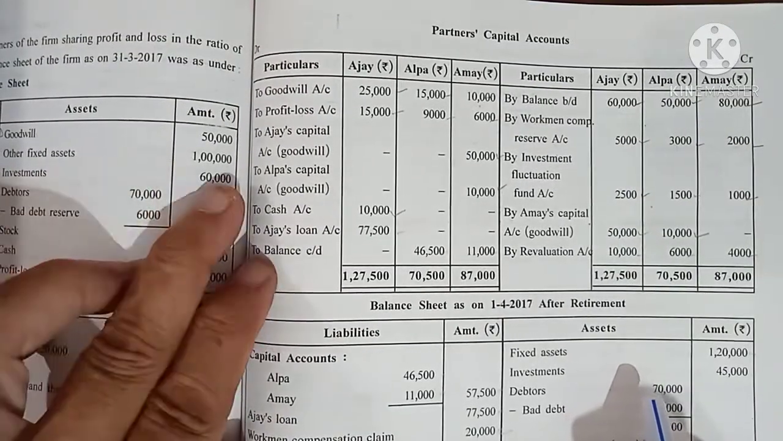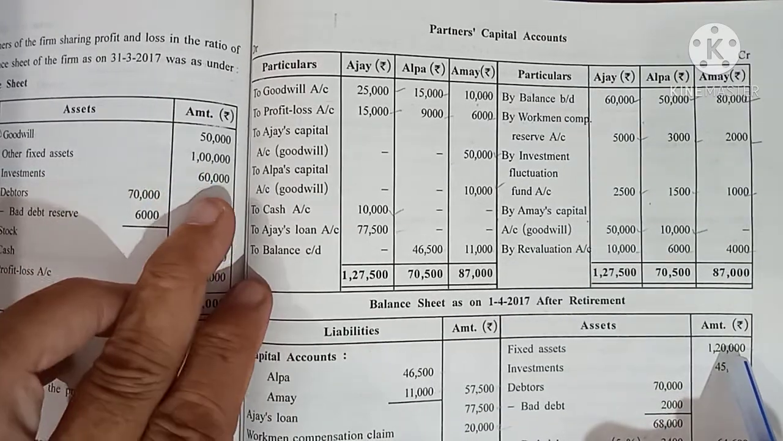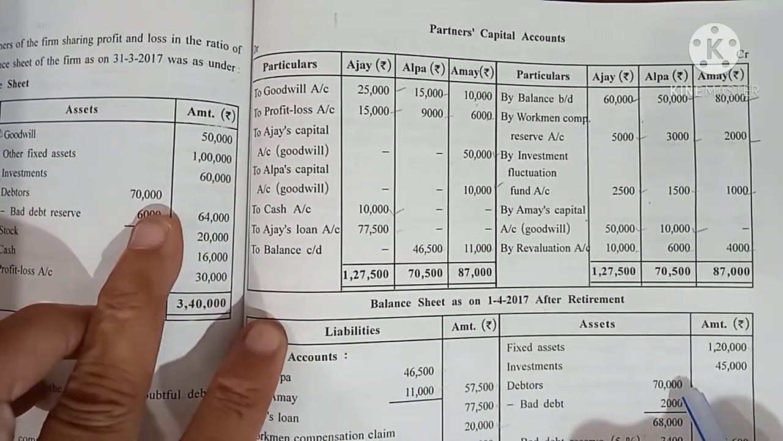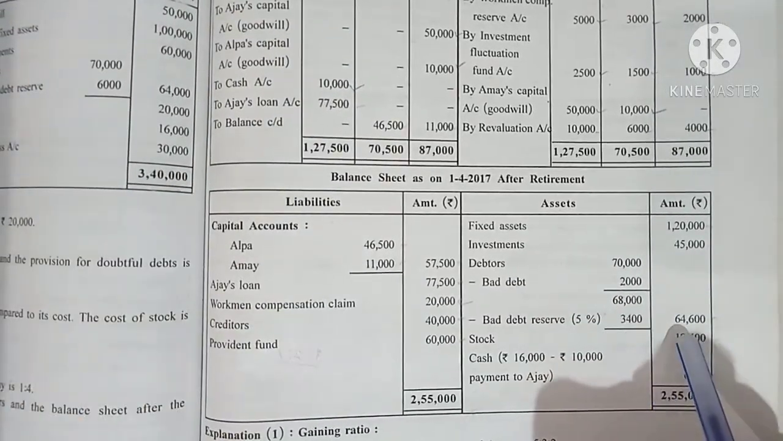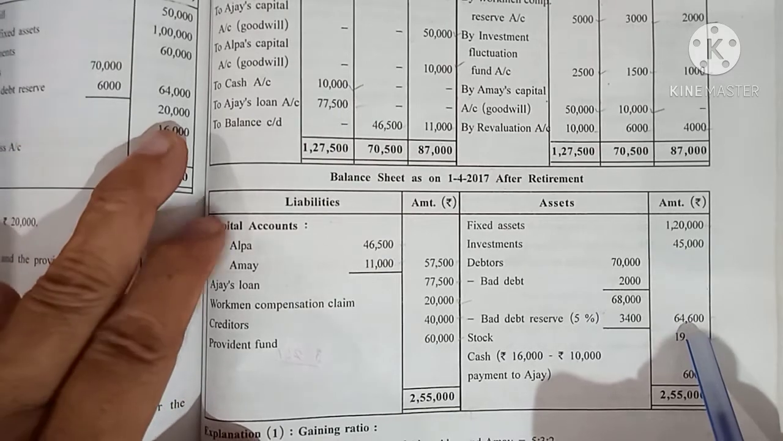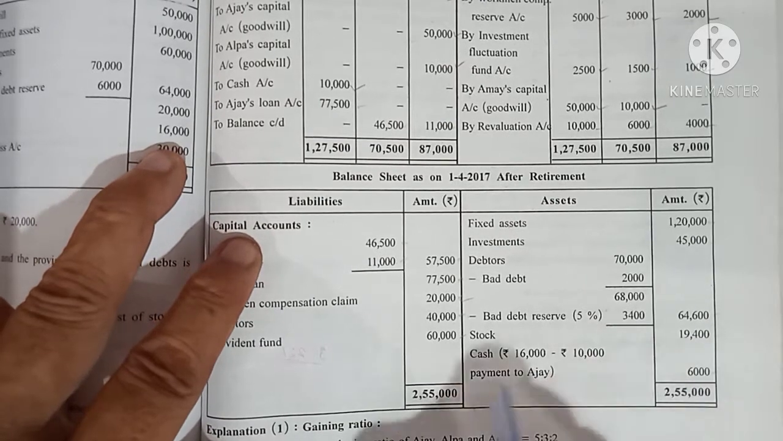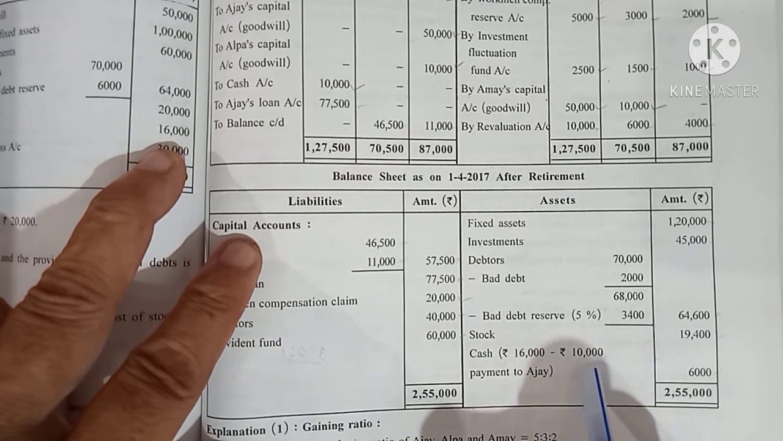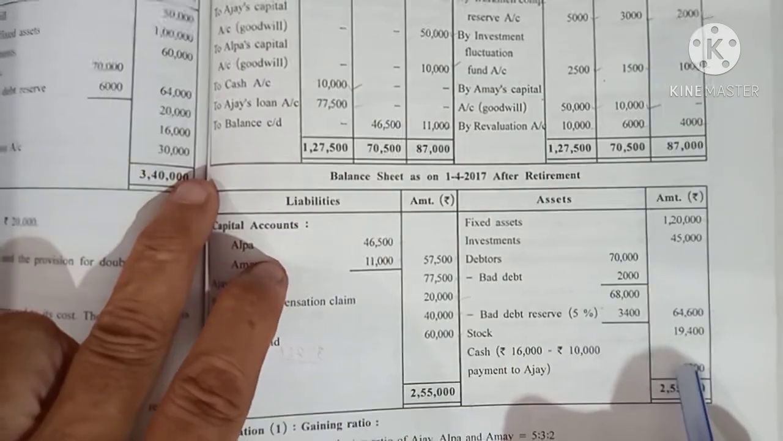Goodwill, that you know will not come. Other fixed assets such as 1 lakh will be 1 lakh 20. Investments 60 will be 45. Debtors, I already told, 70 minus 2 is 68, minus 3,400 is 64,600. Next stock, 600 will be less, 20 becomes 19,400. Cash balance, we have not opened the account, but it is understood whatever cash was there, out of the 16,000 cash we paid 10,000. So 16,000 minus 10,000 is equal to 6,000. And the profit and loss account balance, that we already distributed 30,000.